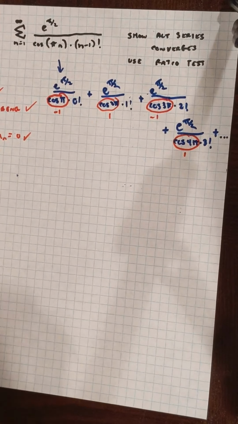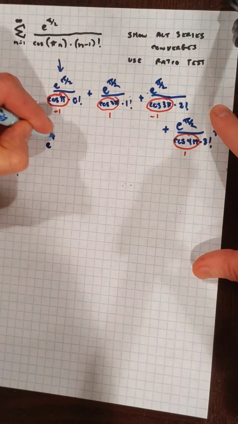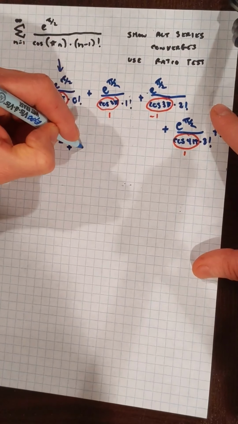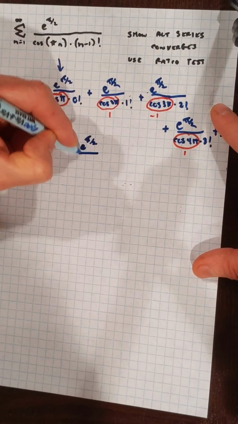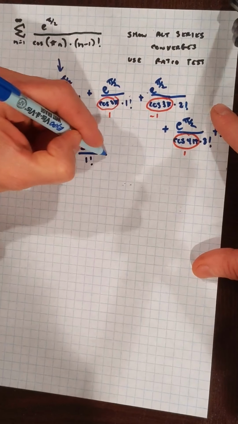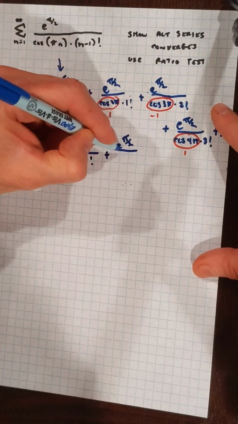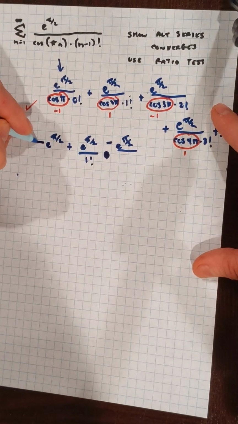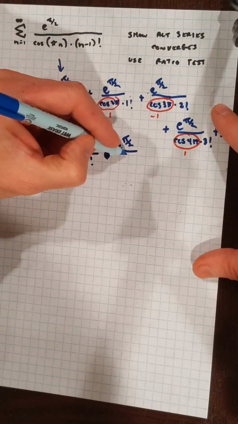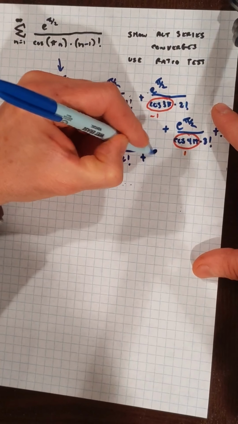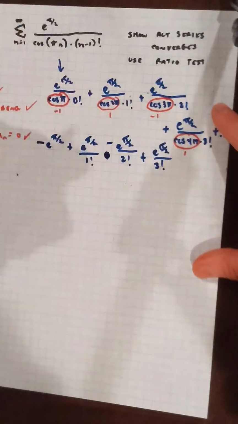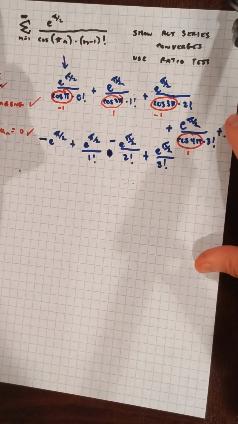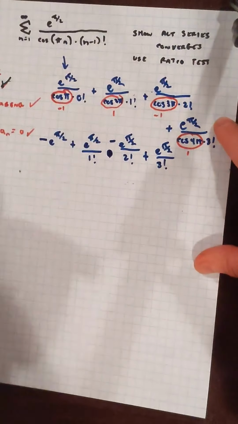I think I'm going to leave the factorials in there. So e pi over 2. By the way, writing this stuff out allows me to have a lot more vision than not writing it out. 1 factorial plus e pi over 2, subtract, and that one should have been negative, I apologize, over 2 factorial plus e pi over 2, 3 factorial. Okay, so it is alternating. Check! We've shown it's alternating.